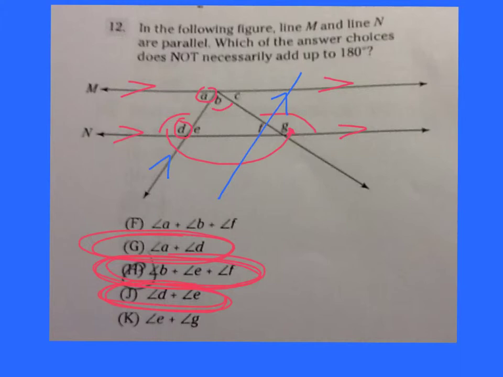Oh, I see what's going on here. This is a transversal, poorly outlined. And in a transversal, you have alternate interior angles. So A and E are congruent because of alternate interior angles. If they're the same, so A plus B plus F, let's see here. What you can do in this problem is E can be eliminated and substituted in with A, so that would equal 180, therefore the choice must be K.